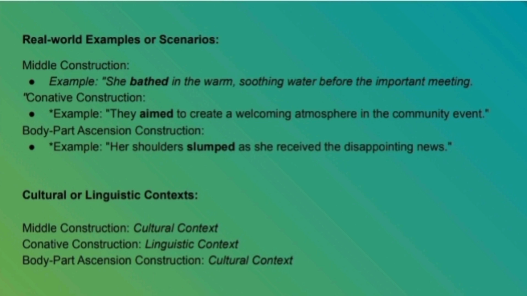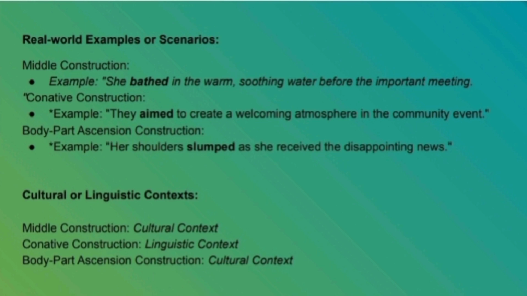So we have here the real world examples or scenarios. Let's start with the middle construction. The example sentence: she bathed in the warm, soothing water before the important meeting. So in everyday life, middle construction is commonly used when describing personal actions or routines such as bathing or dressing. And for the connotative construction, example sentence: they aim to create a welcoming atmosphere in the community event. Connotative constructions find their place in goal-setting scenarios where individuals or groups aspire to achieve specific outcomes.